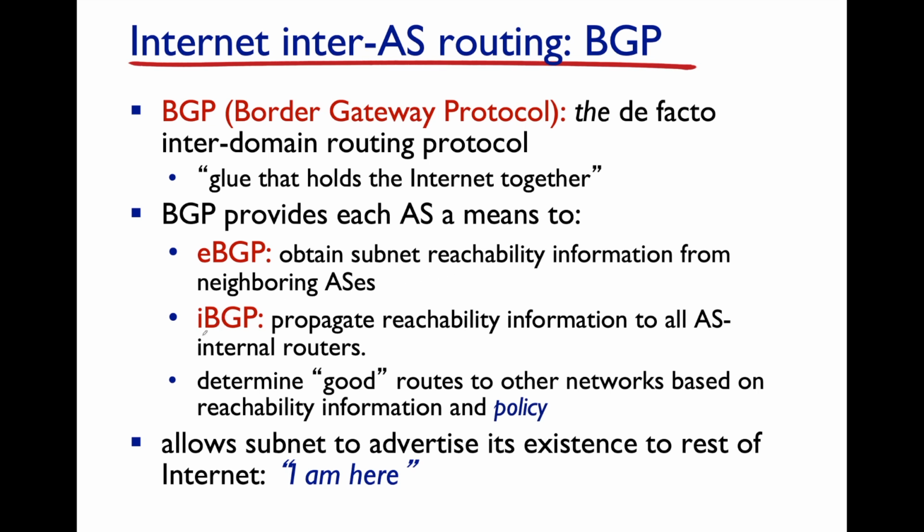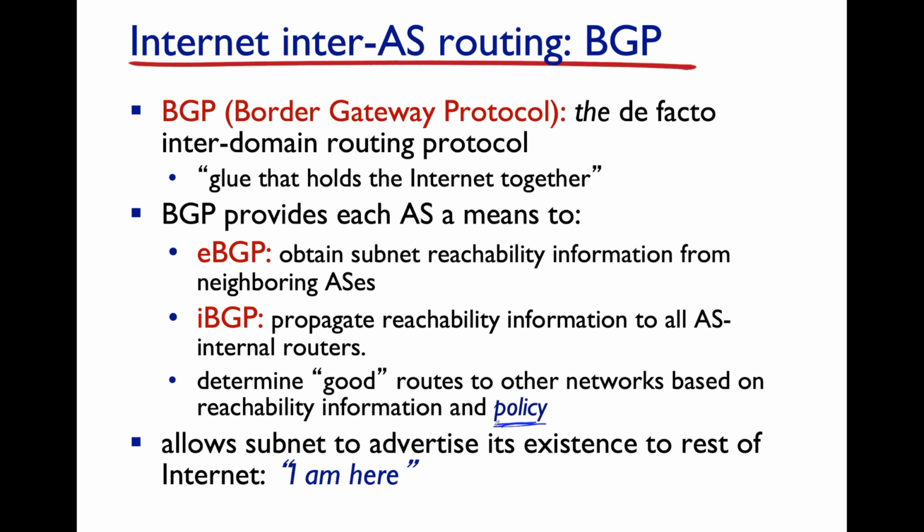Now, iBGP, I stands for internal Border Gateway Protocol messages. These messages are used to propagate reachability information, i.e., who manages this subnet or block of addresses. It gets this information to all of the routers within an autonomous system. And so the idea then is to determine what are quote-unquote good routes to get to other networks based on reachability information, which we've always done, but also policy.